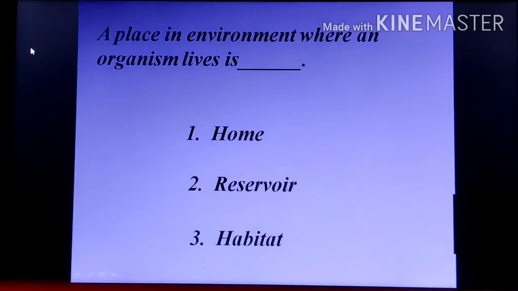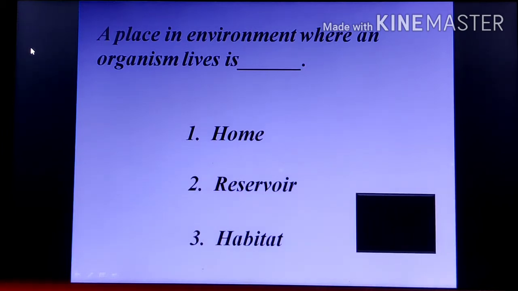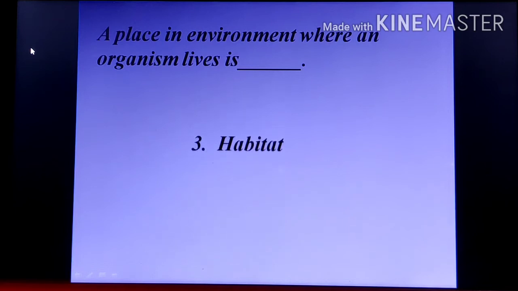Let's start. First question is, a place in the environment where an organism lives is. Option number 1 is home. Option number 2 is reservoir. Option number 3 is habitat. Your time starts now. The answer is option number 3, that is habitat. The place in the environment where an organism lives.